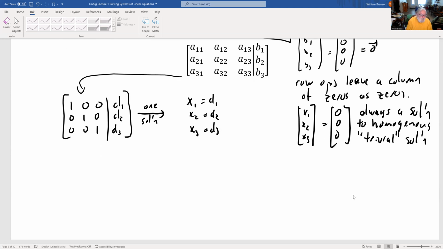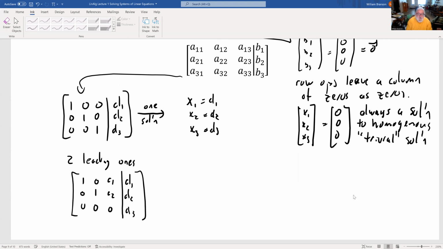Or you could have 2 leading ones. Right? We could have something like this. So we did the row operations. We got down to this reduced row echelon form. In the first column, we got 2 numbers, C1 and C2. The B's, after all the row operations, turned into 3 numbers, D1, D2, and D3. So there's 2 cases here.